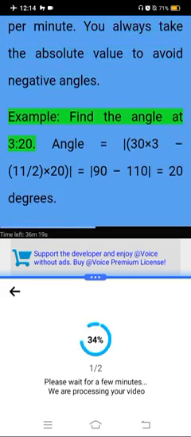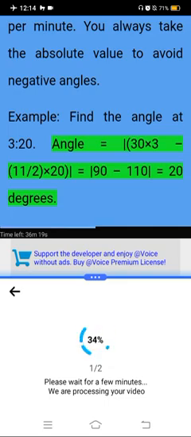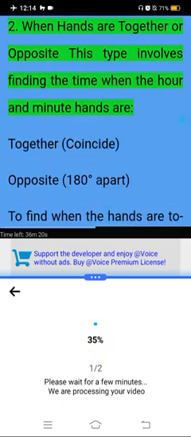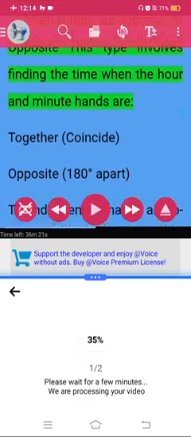Example, find the angle at 3:20. Angle equals 30 times 3 minus 11 halves times 20 equals 90 minus 110 equals 20 degrees. Another question may ask for the larger angle, in which case you subtract the smaller angle from 360 degrees. 2. Hands are together or opposite this time.